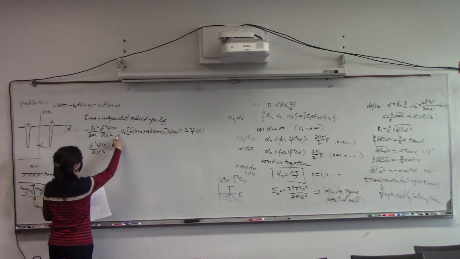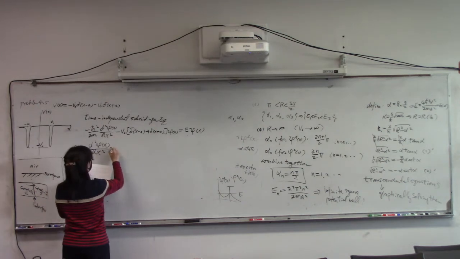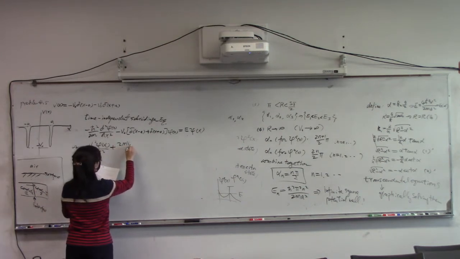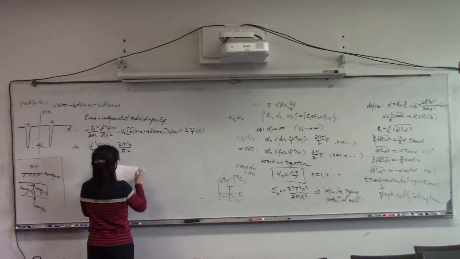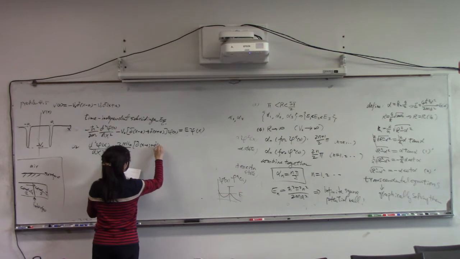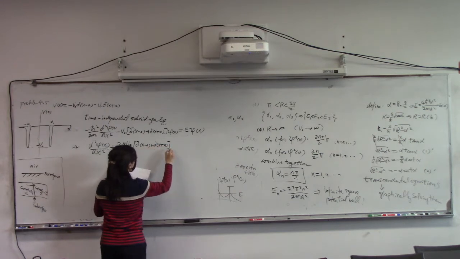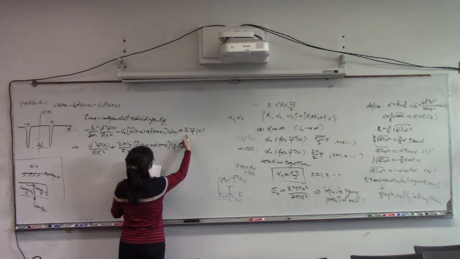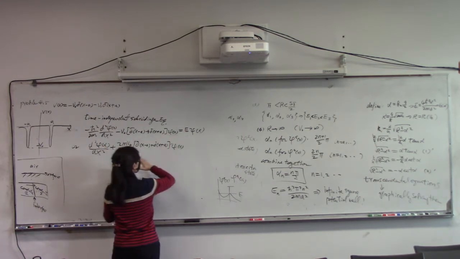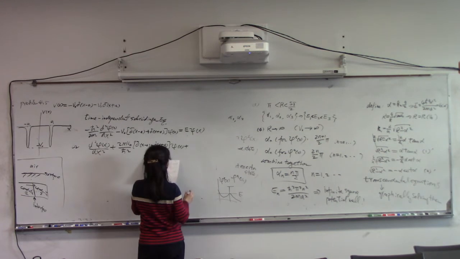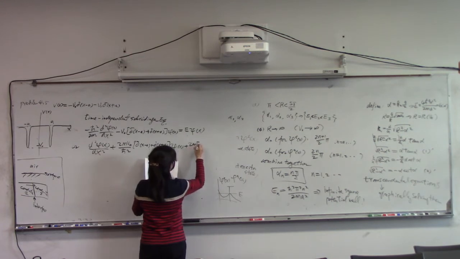Then this negative becomes plus: plus 2m V naught over h bar squared, and inside still the delta functions, delta(x minus a) plus delta(x plus a). And here we have negative 2mE over h bar squared; I moved it to the left-hand side, so this is plus 2mE over h bar squared.